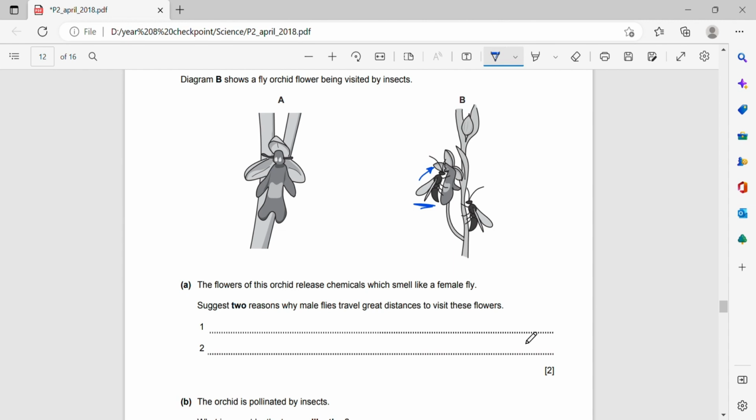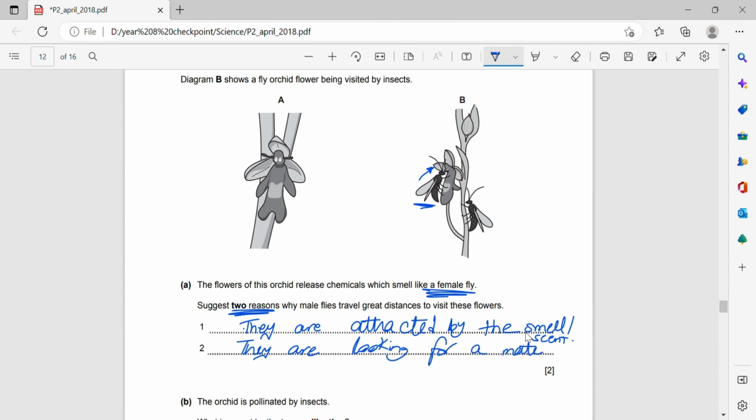Also, the flowers look like the female fly. They are looking for a mate. The insects are looking for a mate. So the answer could be two reasons. They are attracted by the smell. Or if you write the scent, it's correct. Because it's written here that the smell is like a female fly. So they think it's a female fly. They are looking for a mate.